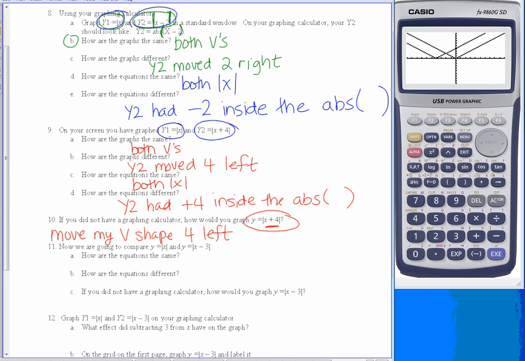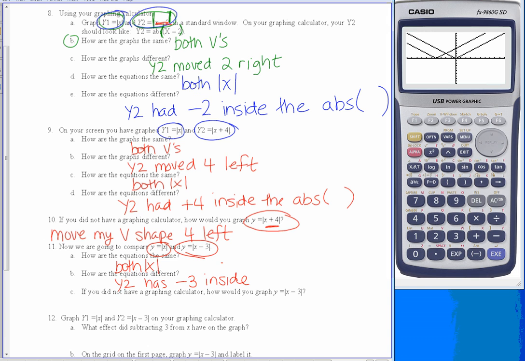Just like up here, a minus 2 to me on the top function, I would think that would move me to the left, but it really moved me to the right. So this seems to be going the opposite way of what I think. Let's look at number 11. If we compare the absolute value of x and the absolute value of x minus 3, how are they the same? Again, both the absolute value of x. How are they different? The second one has a subtract 3 inside.